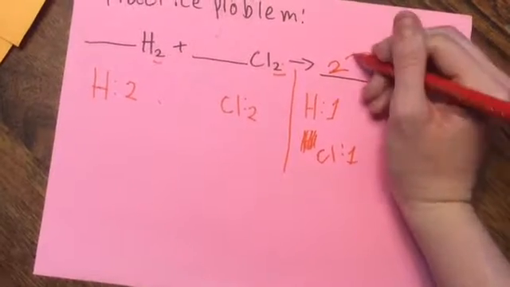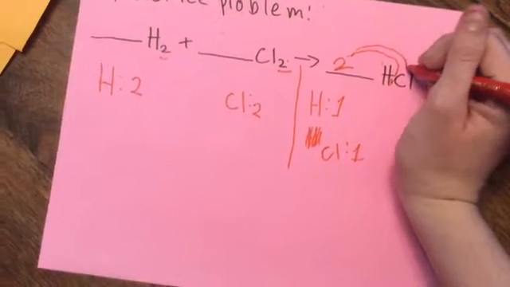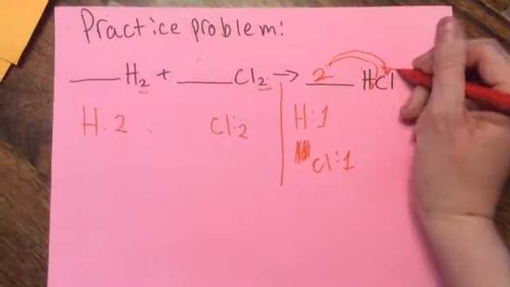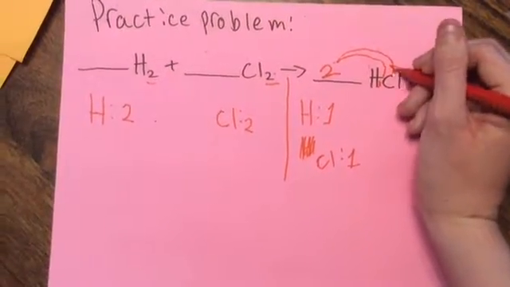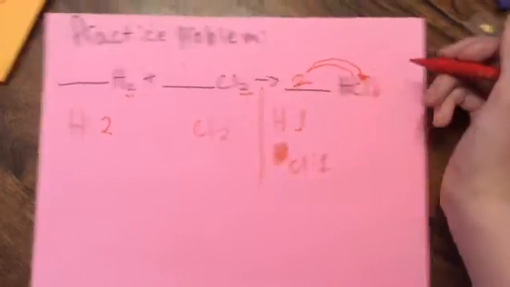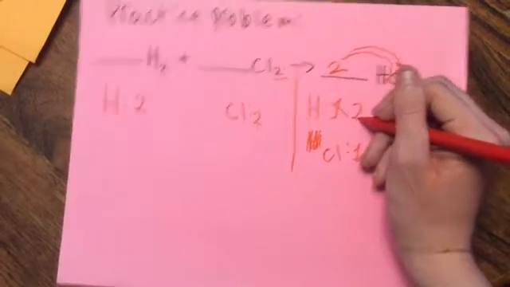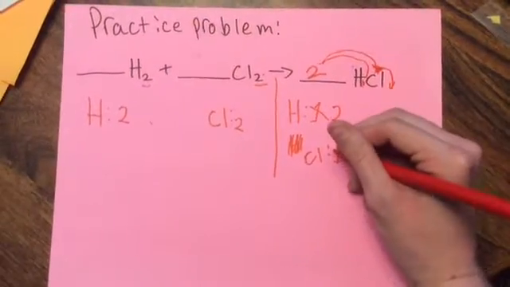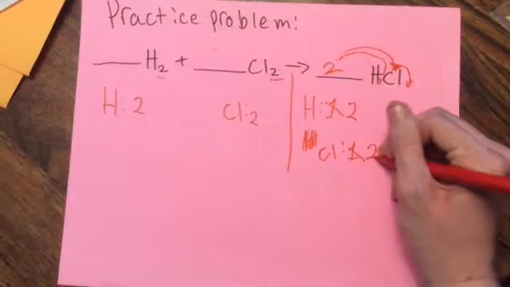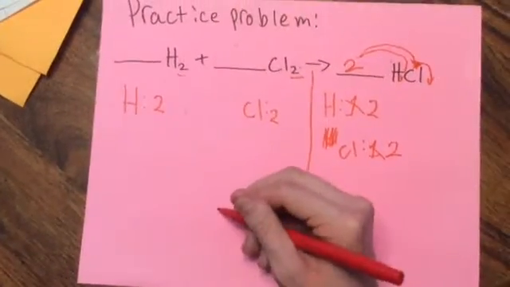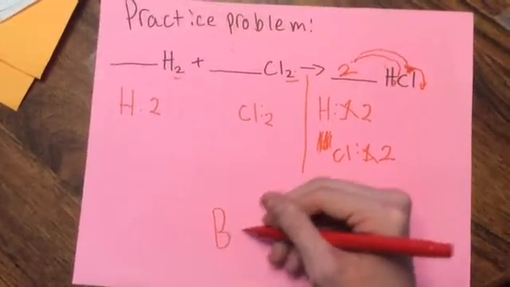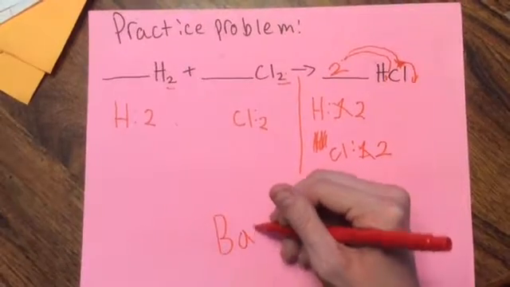Okay. So we're going to put a 2 here, and now we're going to distribute it. Okay, so 2 times 1 is 2, and 2 times 1 is also 2. Now this equation is balanced because we have the same atoms on both sides of the equation.